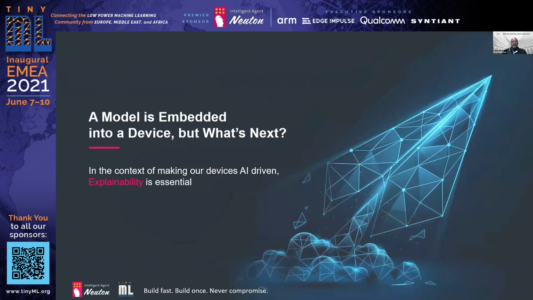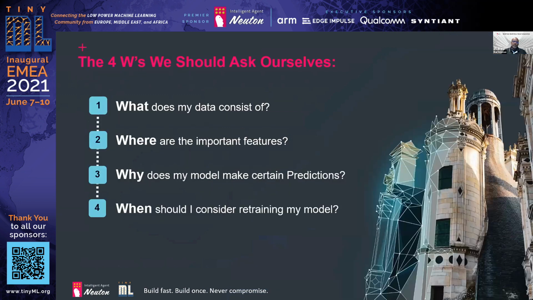But yet again, we've now produced a model, it's in production, but what's next? This is where I like to highlight myself, the 4 W's. These are the 4 things you should always be asking yourself. Number 1, of course, what does your data consist of? What features are actually important to your model that is actually influencing your predictions? Why does your model actually make certain predictions? And of course, when should you retrain your model?